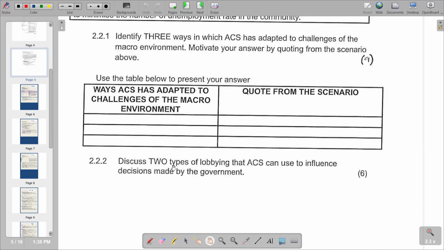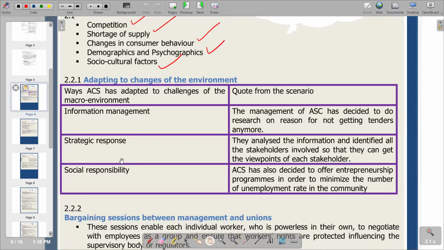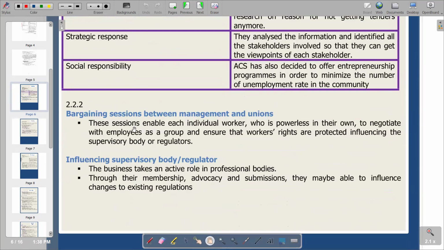So our question needs us to discuss two types of lobbying that ACS can use to influence decisions made by the government. So we are going to go through the types of lobbying that we have. In the other section, we have bargaining sessions between management and unions. That is one of the types of lobbying, whereby these sessions enable each individual worker, who is powerless on their own, to negotiate with employers as a group and ensure that workers' rights are protected, influencing the supervisor body or regulator. So where they are influencing the supervisor body or regulators is now part of lobbying.